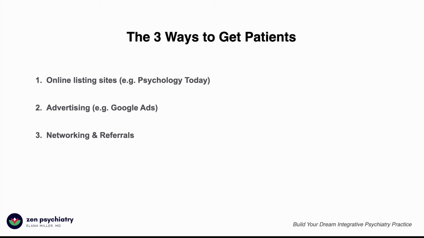Number 2 is advertising. So Google ads is a big way. There's Facebook ads, there's Instagram ads, there's like putting an ad in a newspaper back when there was paper newspapers. Just kidding. I know there still are, but really, who reads paper anymore? And then number 3 is networking and referrals.